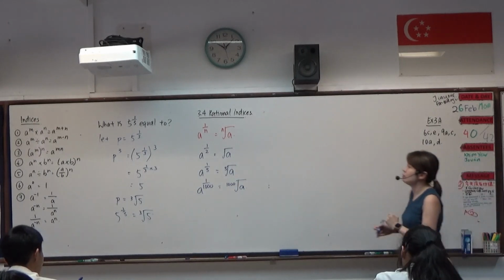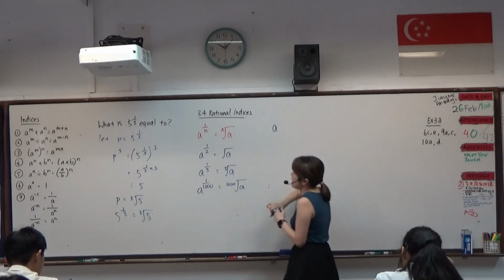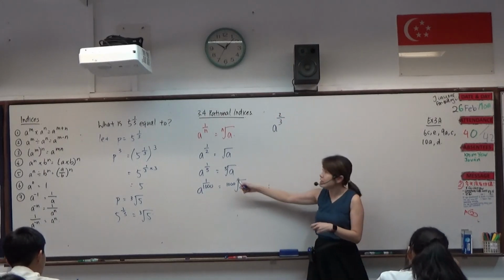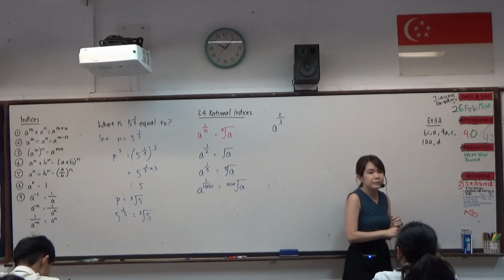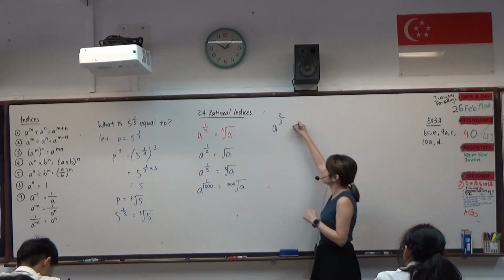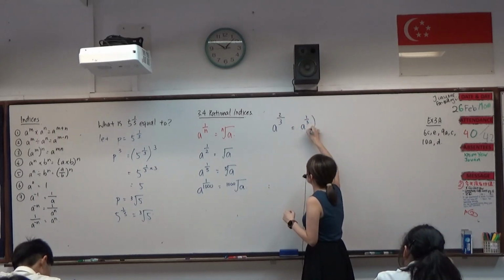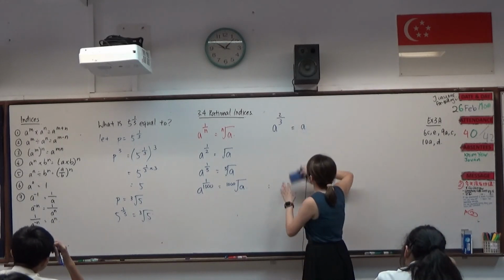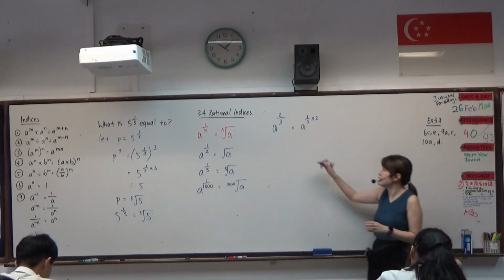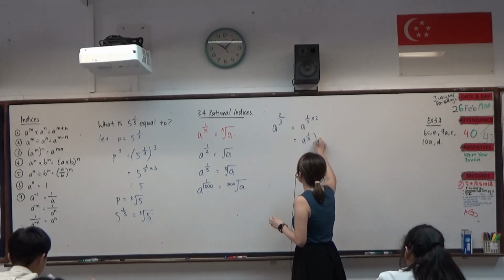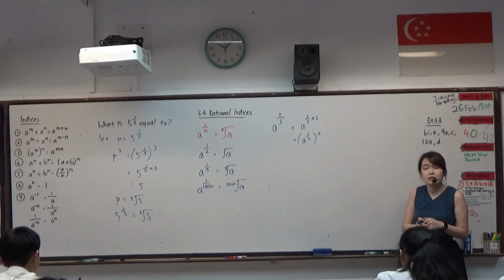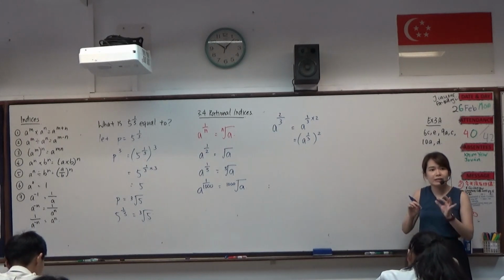You might be wondering at this juncture, then what is a to the power of 2 over 3? Because over here, my numerators are all 1. What if my numerator is not 1? I want us to see it in this manner. That 2/3 is actually equal to 1/3 times 2, which means a to the power 1/3 and after that, squared. So see the numerator and the denominator separately.